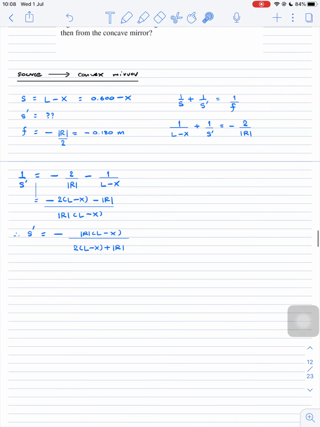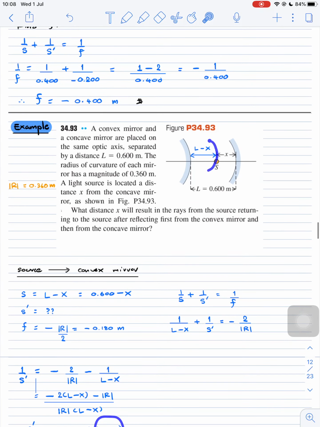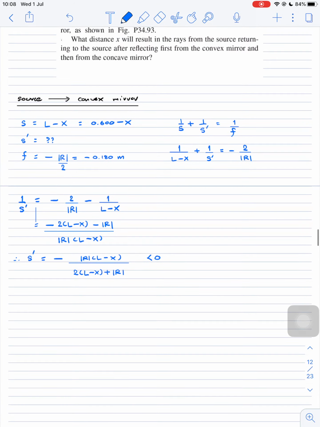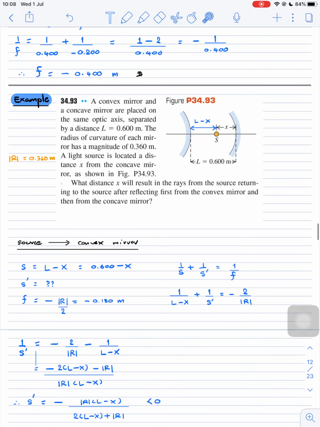So now you see that the L minus X here is positive, because the L minus X is this distance, it's going to be positive. So this whole thing here is going to be positive, but we have the minus sign here, so totally it's going to be negative. It means that the image is going to be behind the mirror, maybe somewhere here.